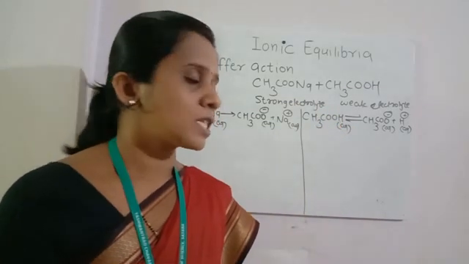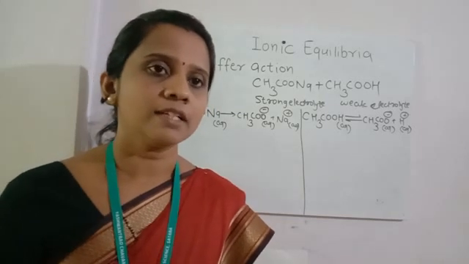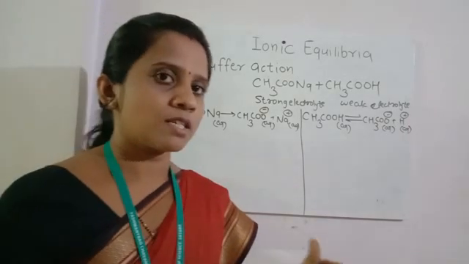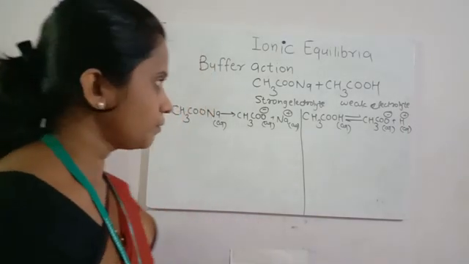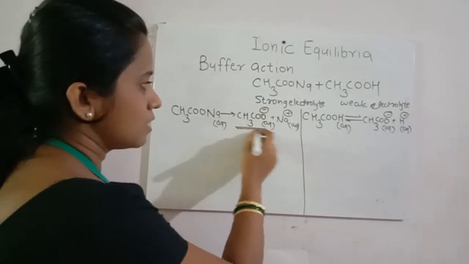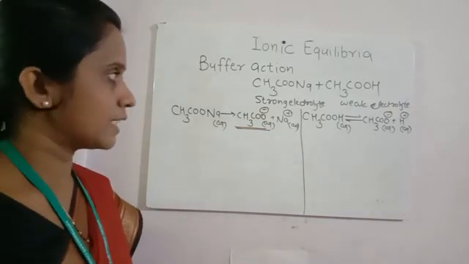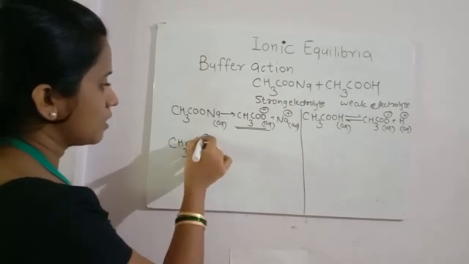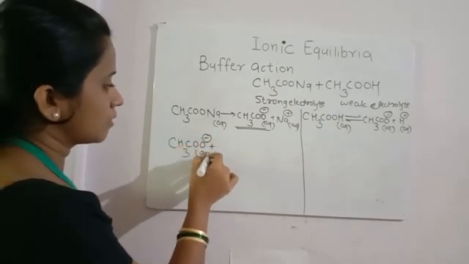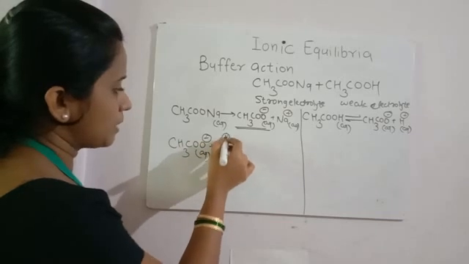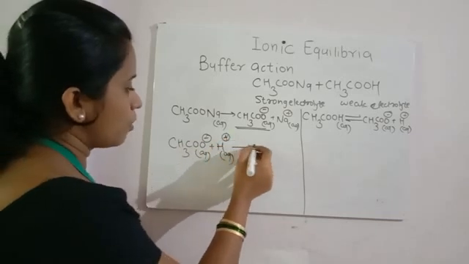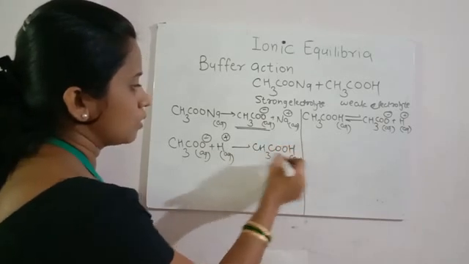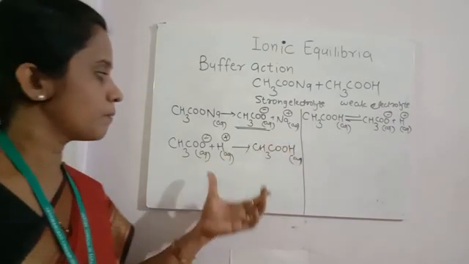Now when small amount of strong acid is added to the solution, what will happen? The H plus ions from strong acid will react with CH3COO minus, that is acetate ions. So CH3COO minus plus H plus ions will form CH3COOH molecules.